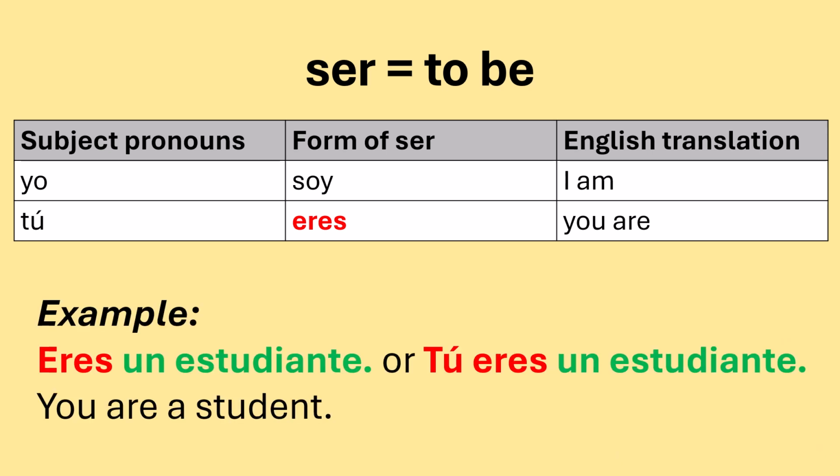Like with soy, you don't necessarily need to include the subject pronoun tú. It's obvious that we're talking about tú, or you, with the verb eres. You just add it if you want to emphasize the person, tú in this case, like you are a student. Eres un estudiante. Tú eres un estudiante.